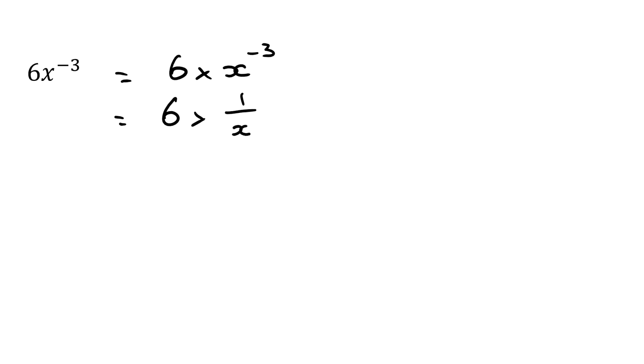Now next example, 6x to the negative 3. Now this is the same as having 6 times x to the negative 3. So only the x has a negative index, so 6 times 1 over x to the 3, or 6 over x to the 3. Now, these steps here are not necessarily needed. It's just a way of showing you how to get to your final answer.